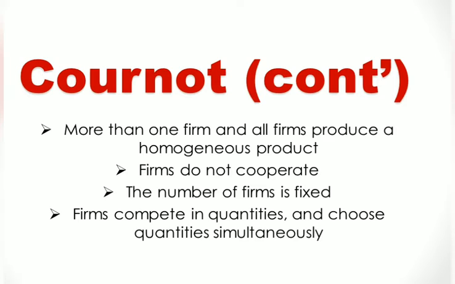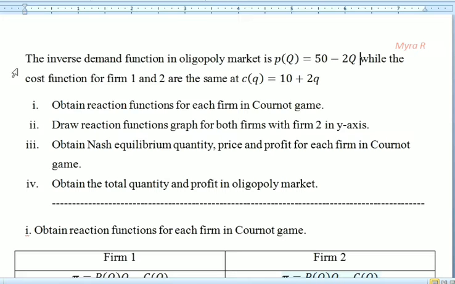Let me proceed with the question. Given the inverse demand, which is P(Q) equals 50 minus 2Q, and the cost function C equals 10 plus 2Q, we are going to obtain the reaction function for each firm in the Cournot game, and then draw the reaction functions. Then we are going to find the Nash equilibrium quantity, price and profit, and then find the total quantity and profit.